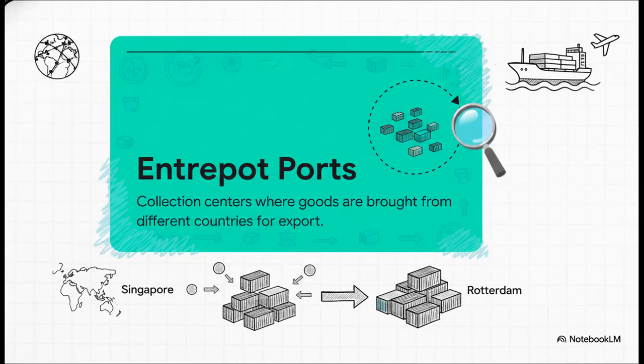A really fascinating, specific example of this specialization is the entrepot port. Instead of just serving its own local population, it acts entirely as a strategic global collection and redistribution hub. Basically, goods arrive from various countries for the sole purpose of being exported right back out again. Singapore does this incredibly well for Asia, and Rotterdam does it for Europe. They are essentially the ultimate staging grounds for world commerce.